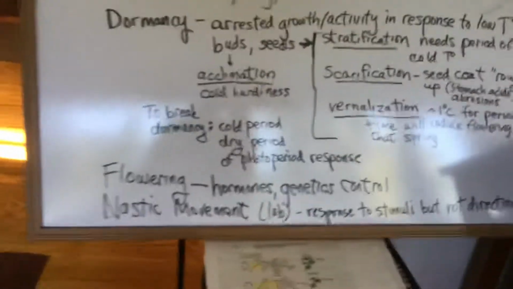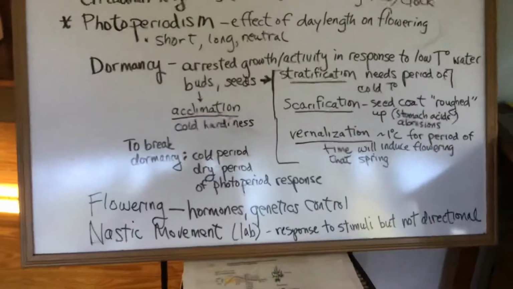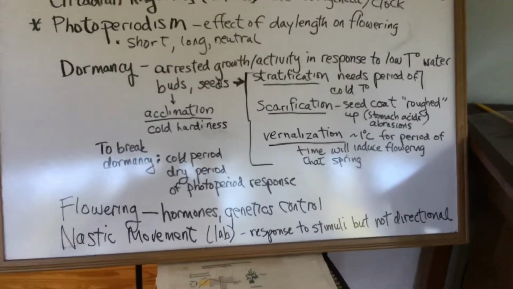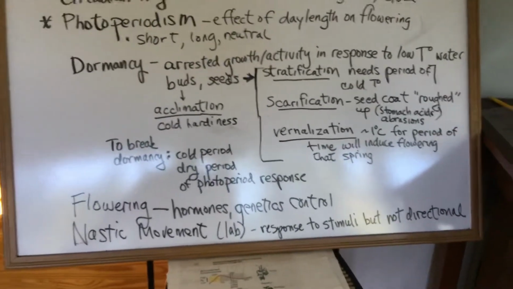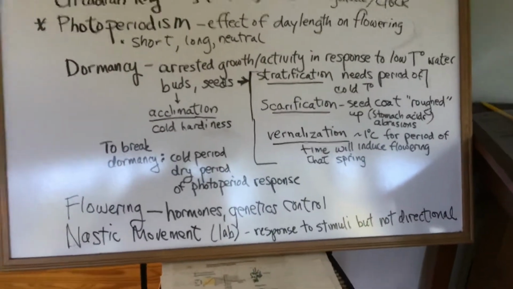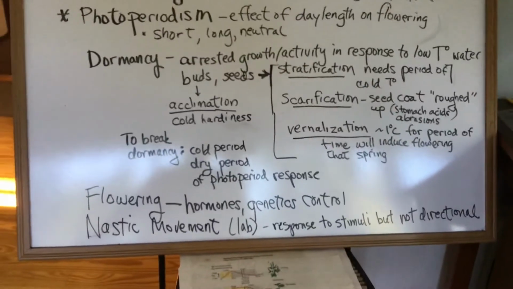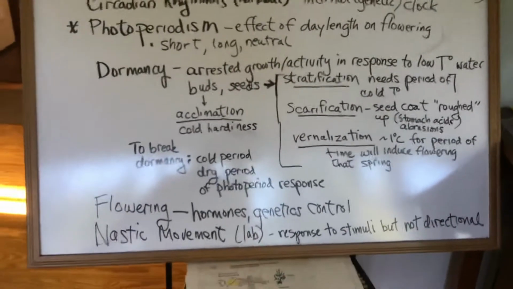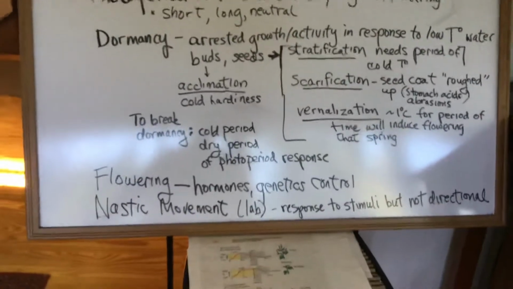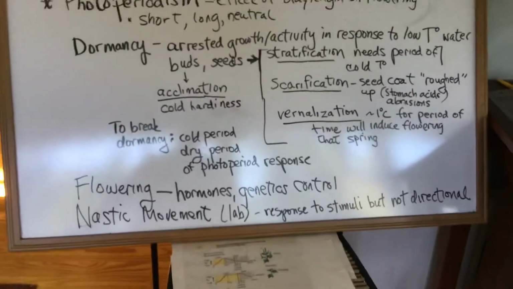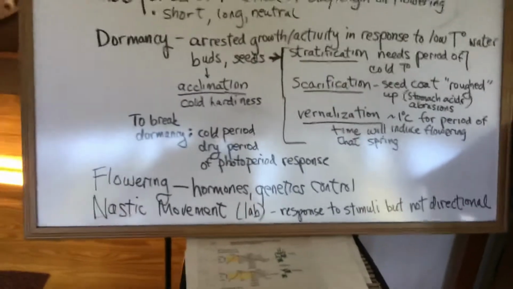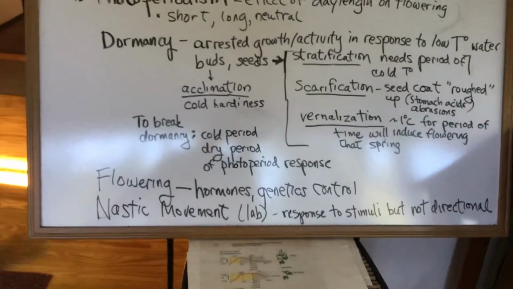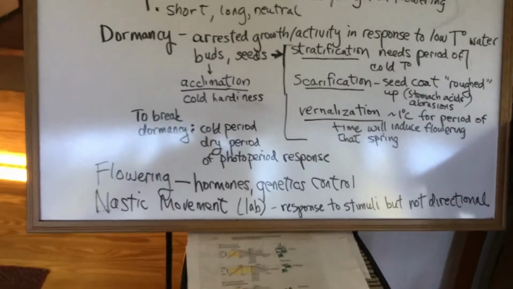All right, so to break dormancy, you either have to have, like I was saying, a cold period, or a dry period right before. And then it might be a photoperiod response, that is, a day length response in the seasons. And if you've had those periods and then you get water, light, and soil, of course, then the dormancy can be broken from either the buds or the seeds.